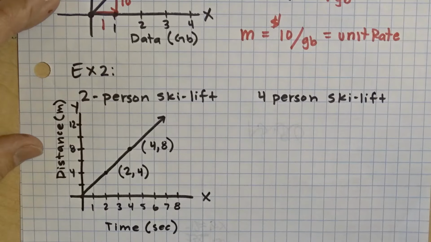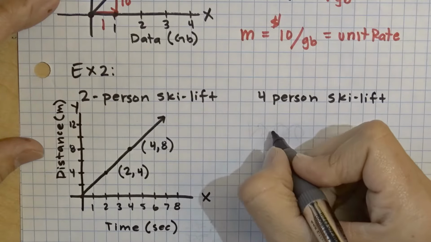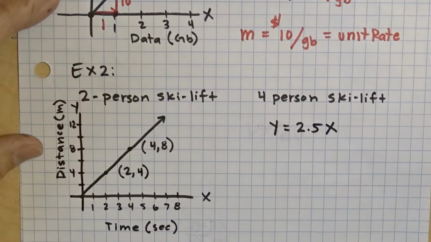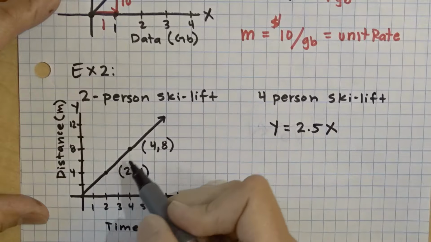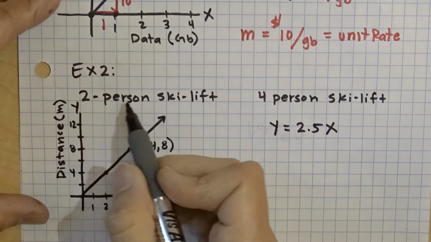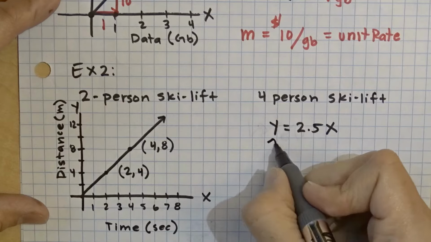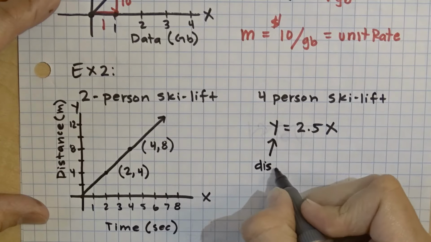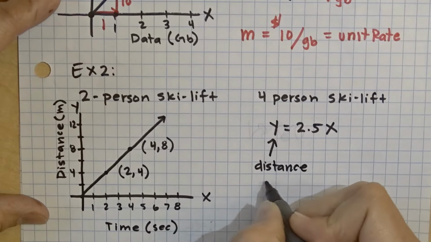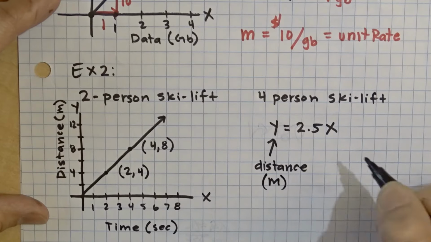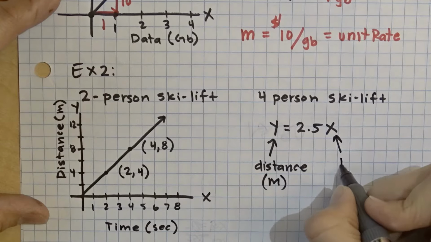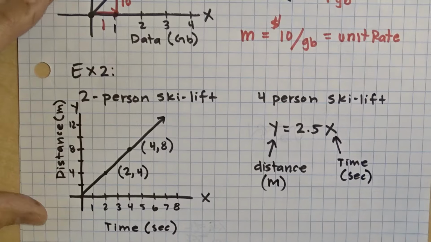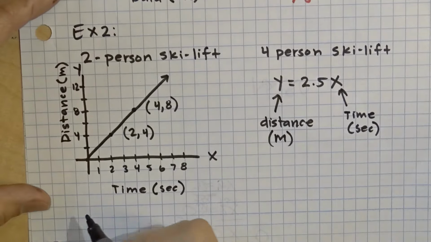And then for the 4-person ski lift, the information is given to us as an equation. So this graph shows us the rate at which we're going up the mountain on a 2-person ski lift. This equation shows us the rate at which we're going up the mountain on a 4-person ski lift. Y is still distance in meters, and this is going to be our time in seconds. So, which one is faster? That's the question.